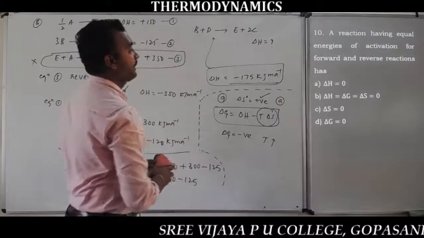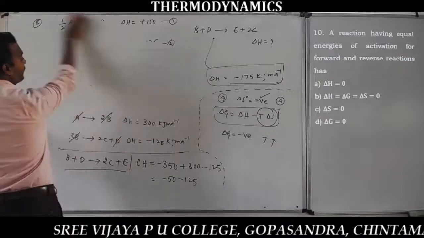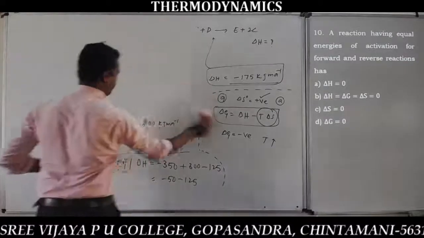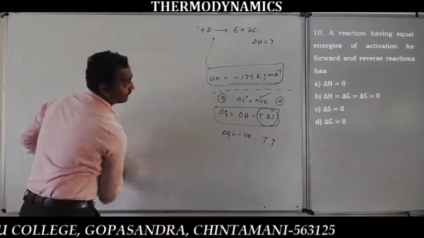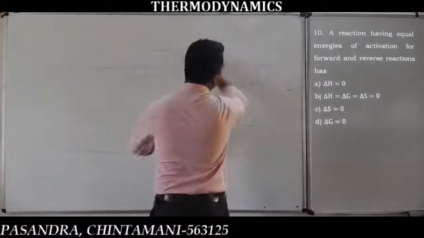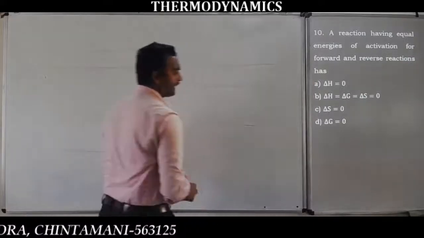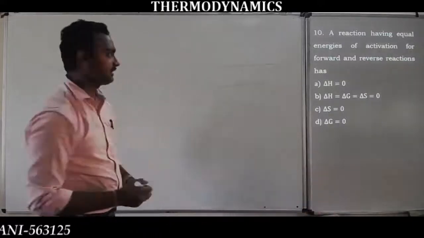Next one is a reaction having equal energy of activation of forward and reverse reaction. Reverse reaction is nothing but backward reaction. Reactions has equal activation energies means delta H is 0. Next one: delta H is equal to delta G is equal to delta S is equal to 0, delta S 0, delta G not G is equal to 0.